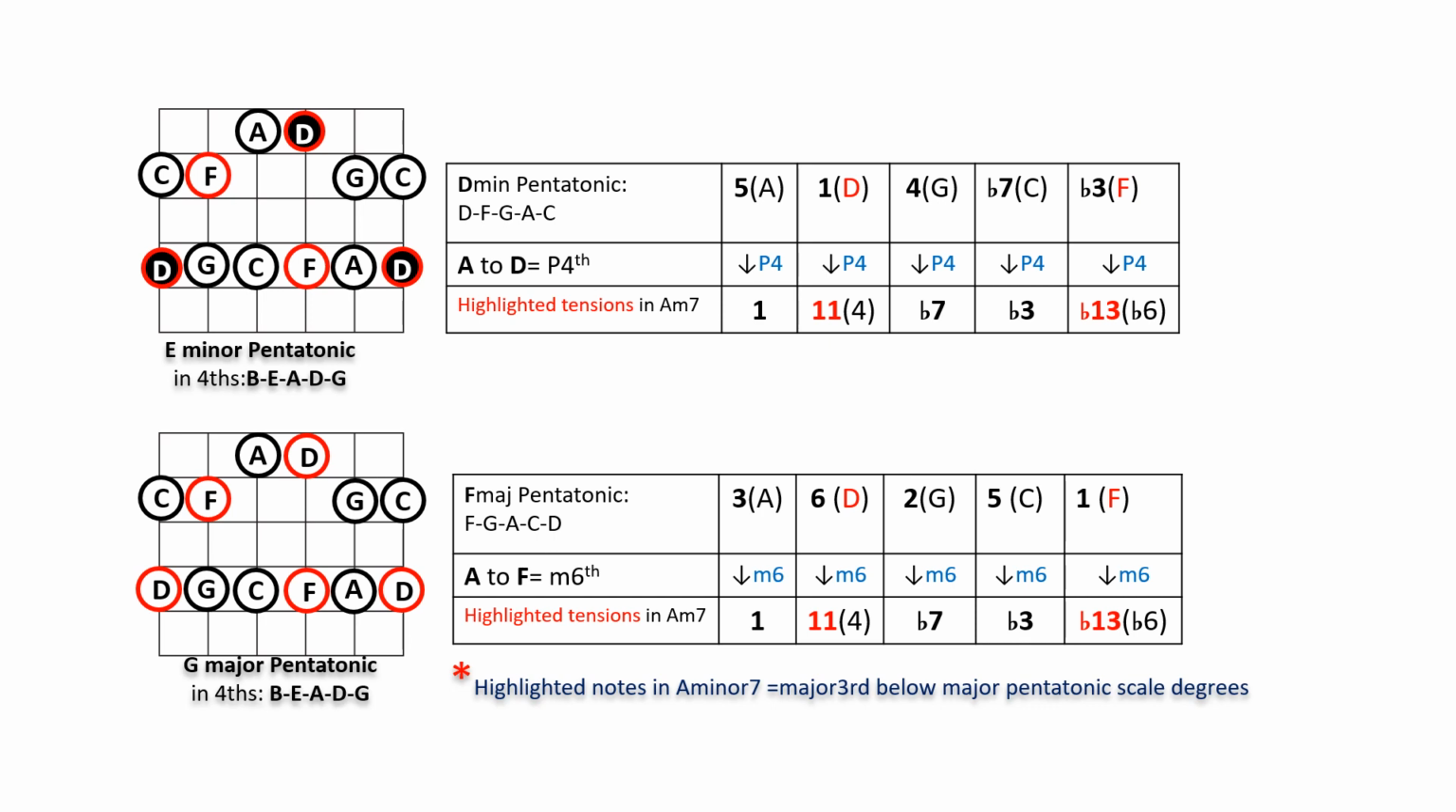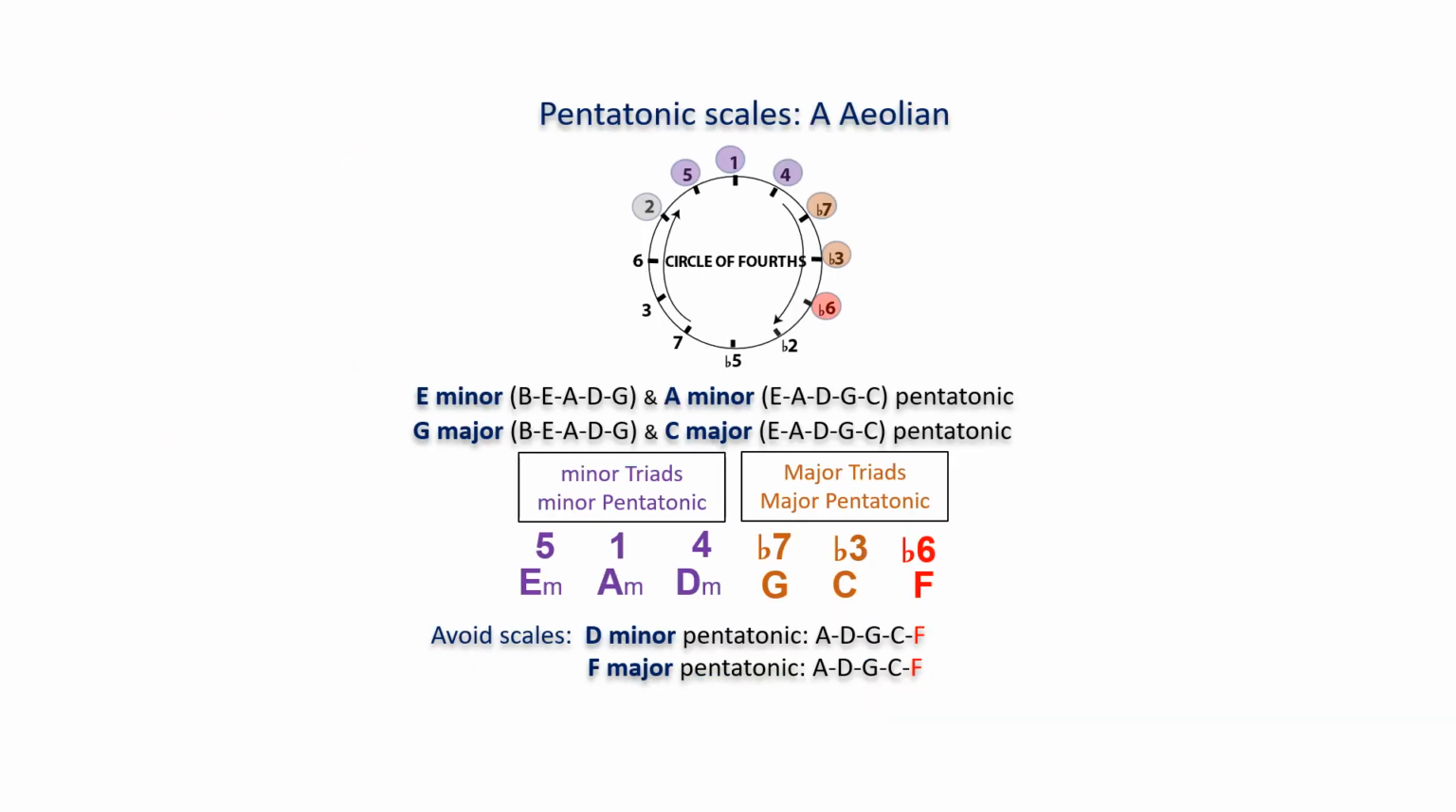The E minor and A minor pentatonic, as well as the relative G and C major pentatonic from Aeolian, are the best scales to superimpose over A minor 7 because they contain the guide tone flat 7, but not the avoid tone flat 6.